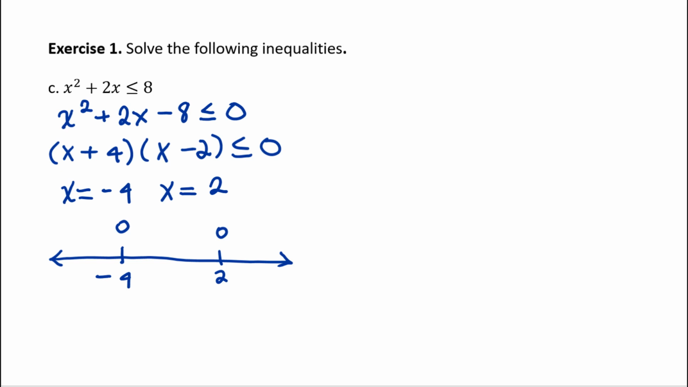We have two linear factors, x plus 4 and x minus 2. Let's begin with x plus 4. With x plus 4, we know that at x equals negative 4, that term is equal to 0. Let's select a number a little bit bigger than negative 4, like negative 3. Negative 3 plus 4 is a positive number. Everything to the right will be positive. Now let's select a number less than negative 4, like negative 5. Negative 5 plus 4 is negative 1, so the sign is negative.